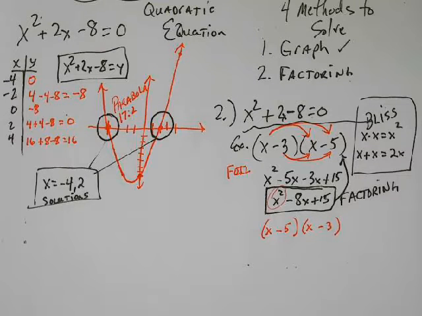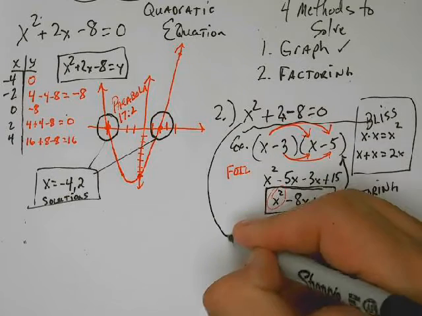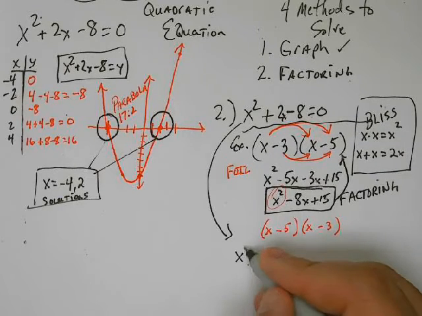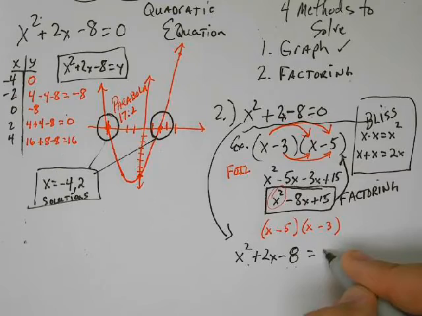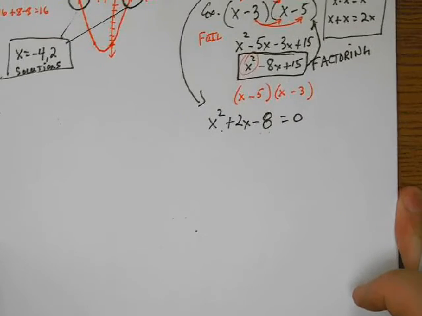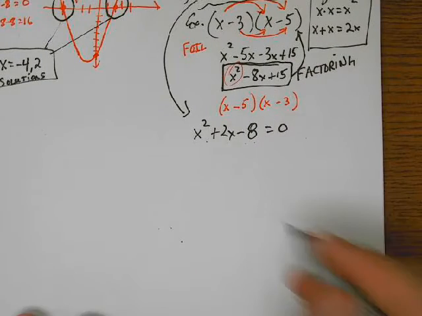So now let's go to our problem that we're talking about and let's factor. So I have x squared plus 2x minus 8 equals 0. I'll move it to the top of the screen, and here we go.